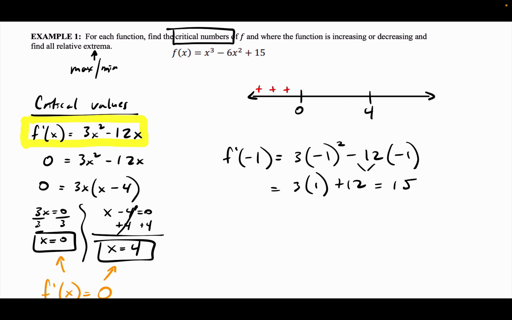Now here's a question. What does the positive mean? It's increasing. It means the original f is increasing before 0.